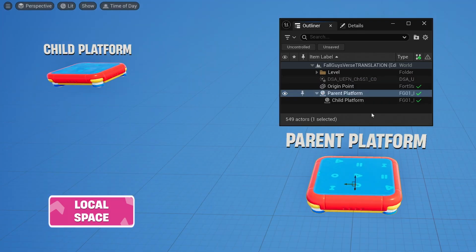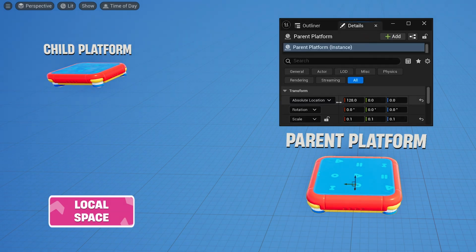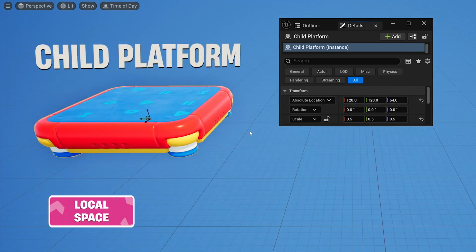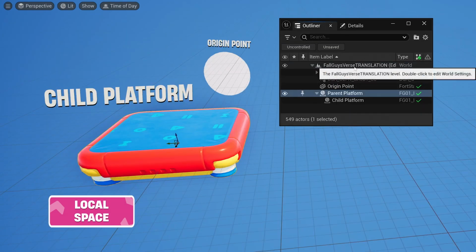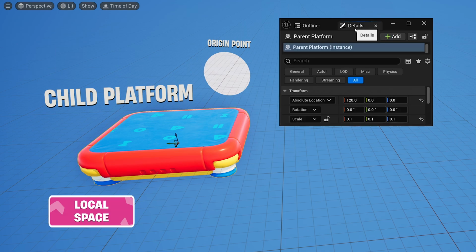For example, this bigger parent platform and smaller child platform. The parent platform has a world or absolute location of 128, 0, 0. The child platform has an absolute location of 128, 128, 64. Since the parent platform only has the level as its parent, its world and relative locations are the same, both based on its position relative to the origin point.